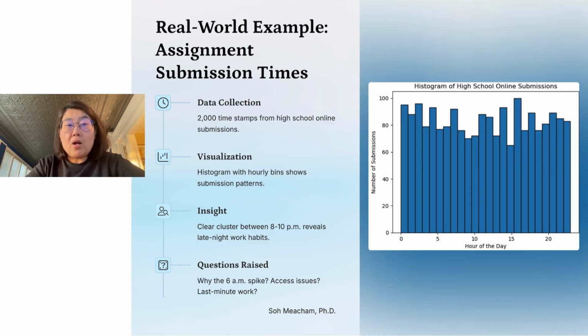Why? Are students submitting last minute before school starts? Are there access issues at home that only get resolved in the morning? These outliers aren't just statistical, they are human. They connect to schedules, well-being, and workload.